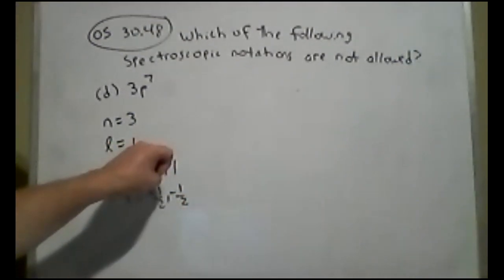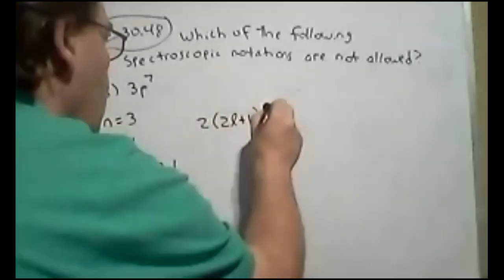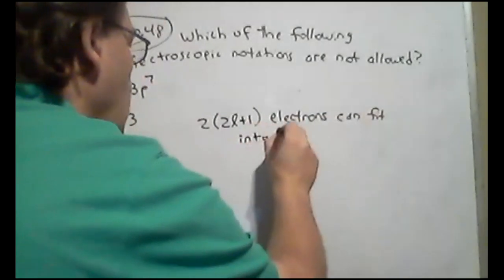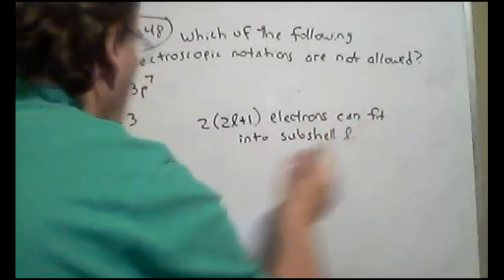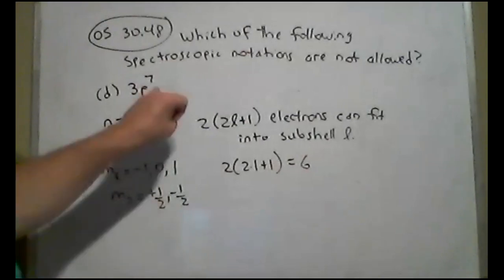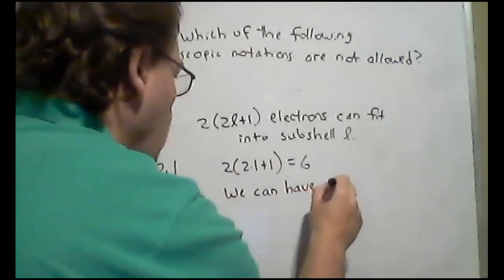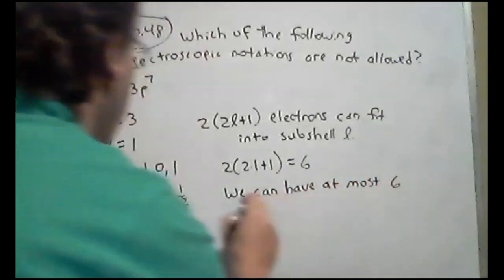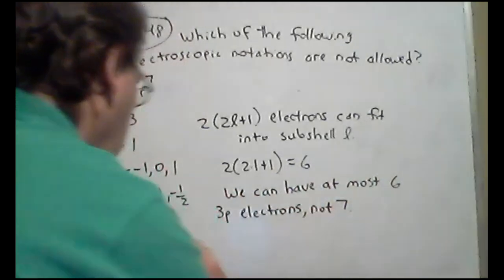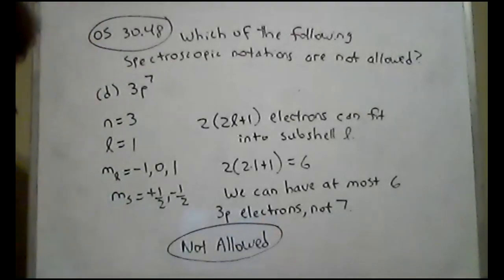So if I have an L equals 1 shell, how many electrons can I fit in it? Well, again, 2 times 2L plus 1 electrons can fit into subshell L. What's that for L equals 1? That's 2 times 2 times 1 plus 1, which is 6, not 7. So we can have at most 6 3p electrons, not 7. This one is not allowed.